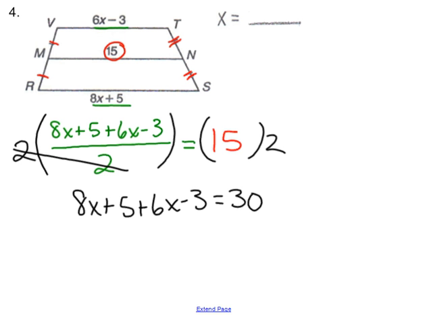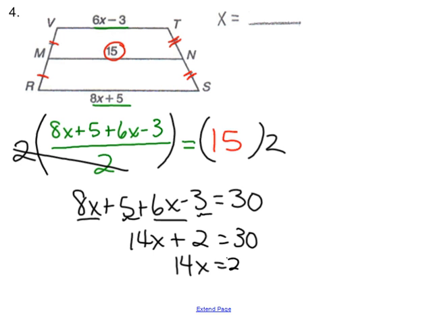All right. So now I'm going to combine like terms. I'm going to combine the 8x and the 6x, 14x, plus 5 minus 3 is 2, equals 30. All right. So now take away 2 from both sides. 14x equals 28. Divide by 14, x equals 2. So x equals 2.